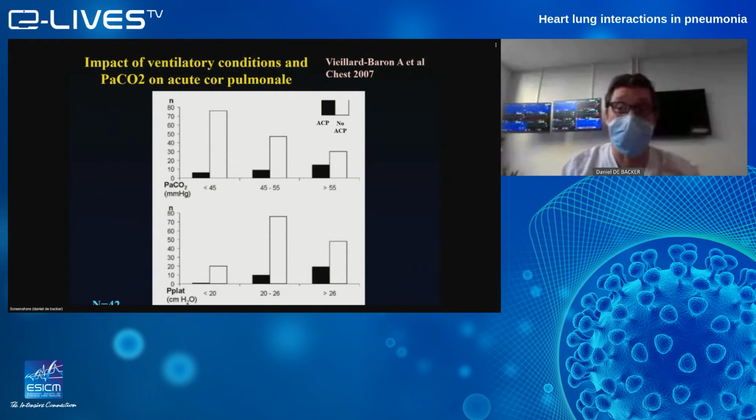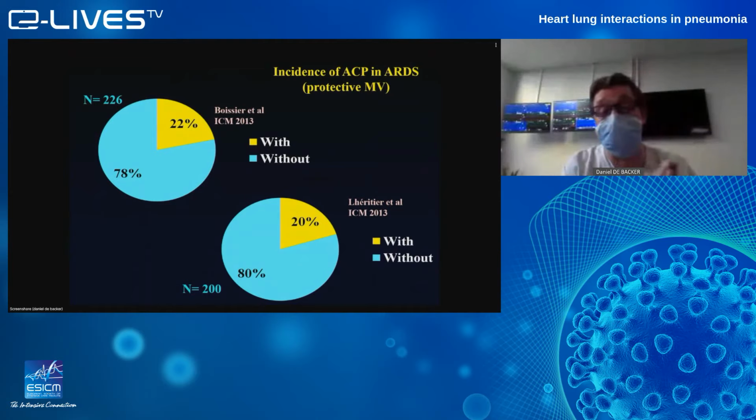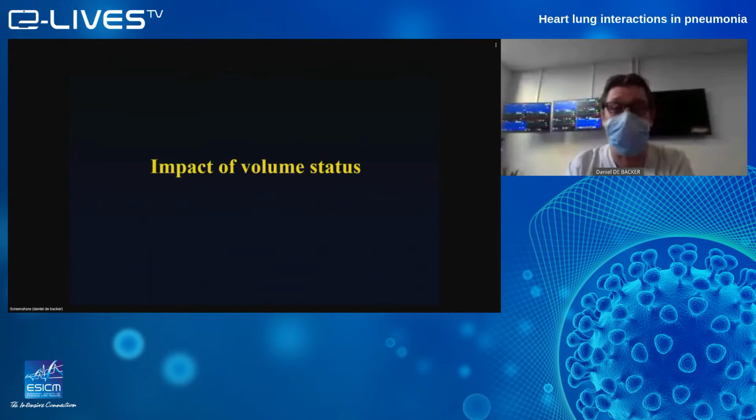And there are several factors that can indeed lead to acute cor pulmonale. Some of these include the hypercapnia that is present, and you have seen when you treat many of these patients with COVID-19 that hypercapnia is very frequently occurring when they begin to be ventilated. And also the plateau pressure is a very important factor leading to acute cor pulmonale. The actual incidence in, let's say, normal ARDS patients is around 20%. We do not know exactly what the actual incidence of acute cor pulmonale is in patients with COVID-19. This still needs to be evaluated in these patients.